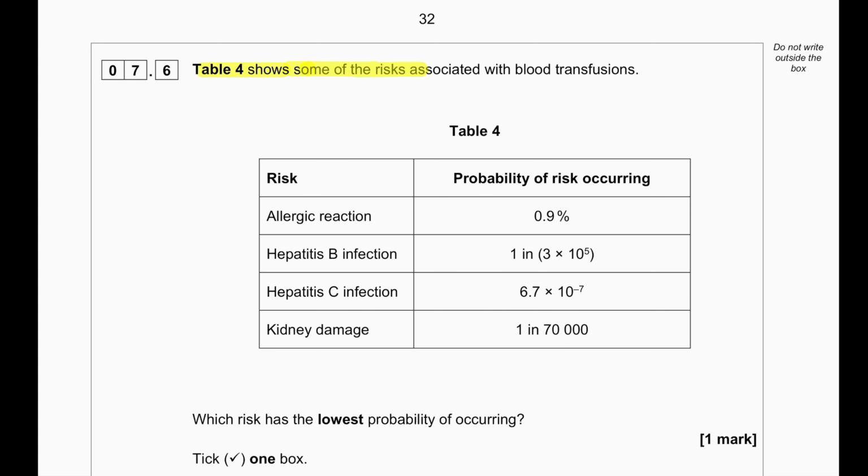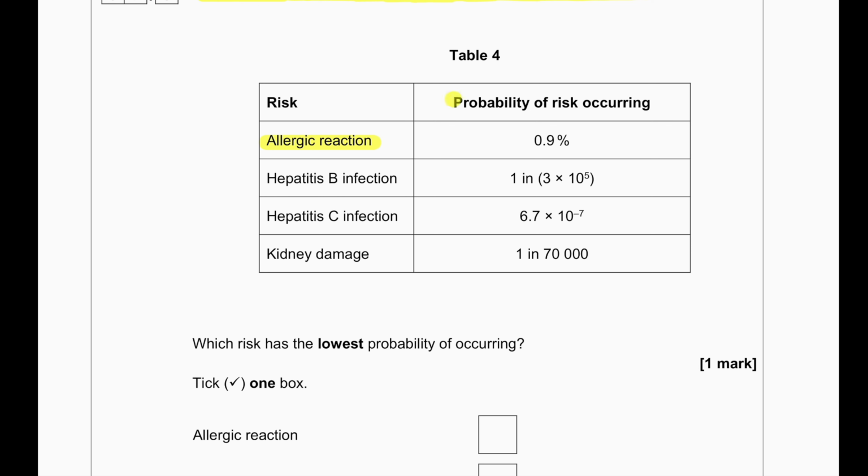Table 4 shows some of the risks associated with blood transfusion. For allergic reaction, the probability of occurring is 0.9. Hepatitis B infection is 1 in 3 times 10 to the power of 5. So it's like 1 in 300,000. Hepatitis C infection is 6.7 times 10 to the power of minus 7. So it's a very, very low chance. Kidney damage is 1 in 70,000.